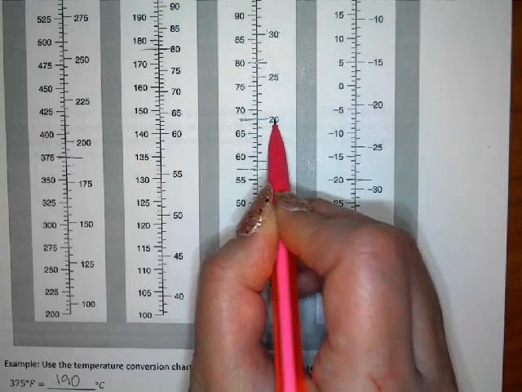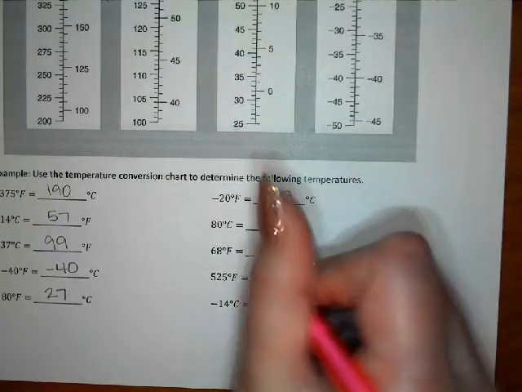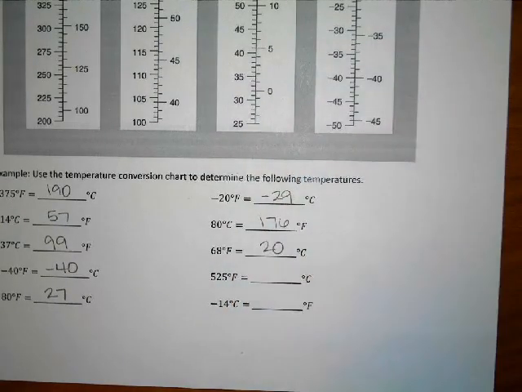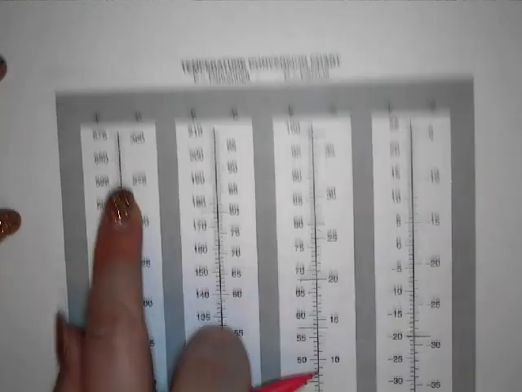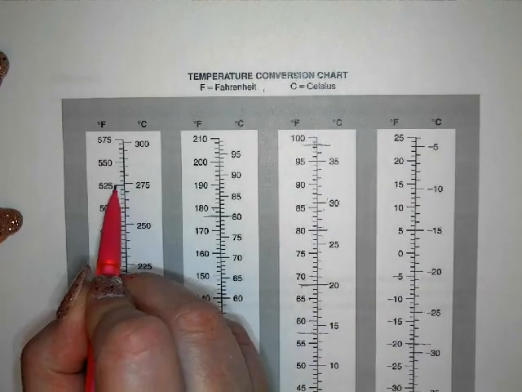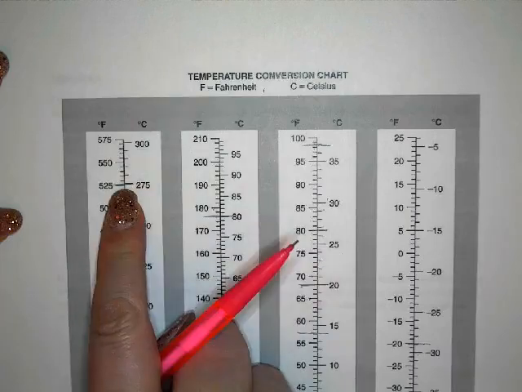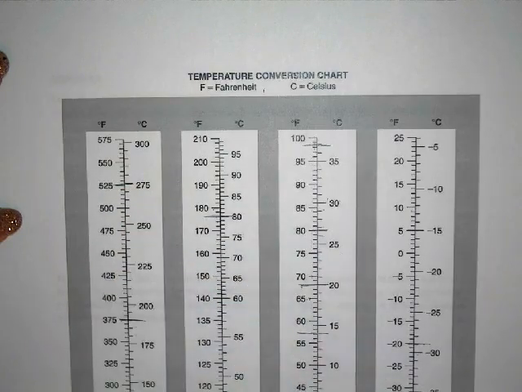525 degrees Fahrenheit. It's all the way over here. 525 is just under, but is very close to 275 Celsius. 275 degrees Celsius. And then negative 14 degrees Celsius is how many Fahrenheit?